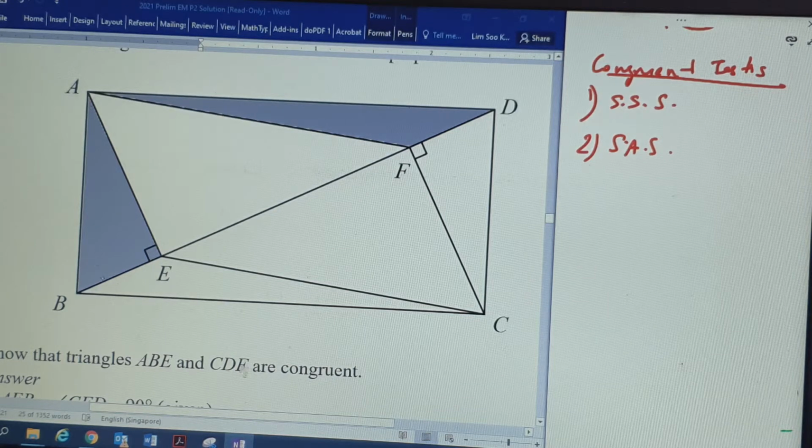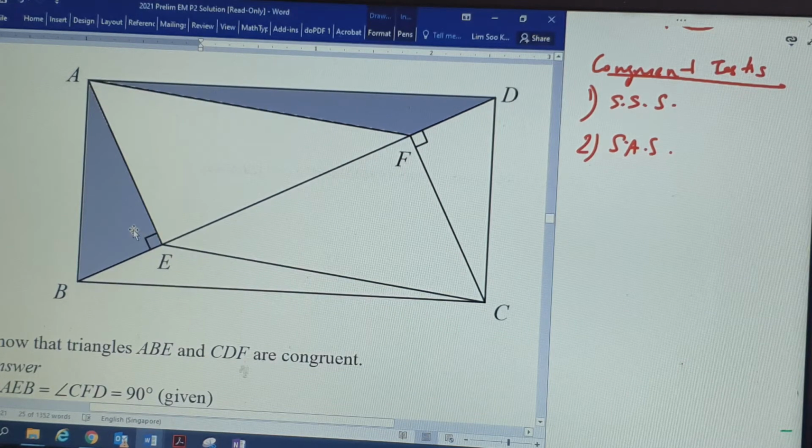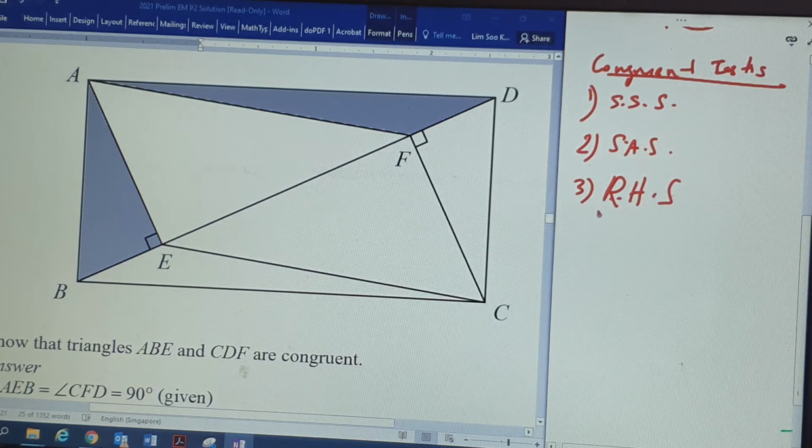Can we try SAS? Do we know this length? Are these two the same? We are not that sure. We only know this is a right angle, this is a right angle. Is there any other thing that you can see that are the same? I write down the other two. The other one is RHS, which means that you must have a right angle, the hypotenuse of both must be the same and one more side same.